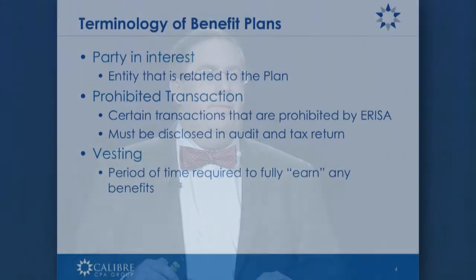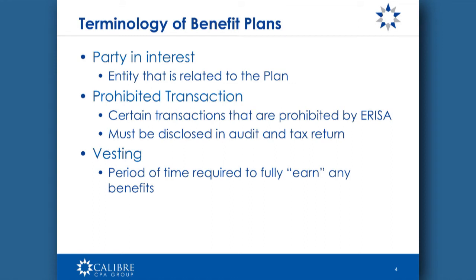A few other things that you're going to hear: party in interest. That's a phrase that comes up on the Form 5500, which we'll talk about shortly. Essentially, it's a related party or an interested party to the plan. Prohibited transaction. Again, this is something you'll hear, hopefully not very frequently with your own plan, but you will hear. And these are transactions that are specifically prohibited by ERISA. They have to be disclosed in the audit and the tax return. If you have these, they lead to audits.